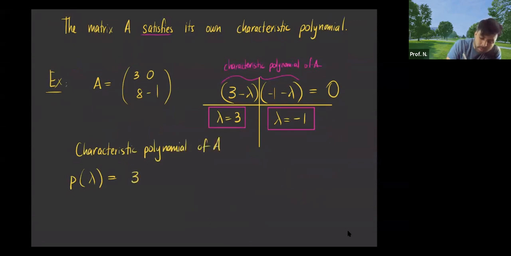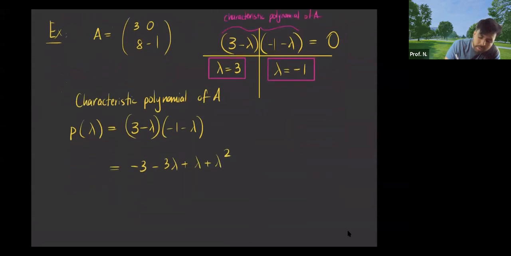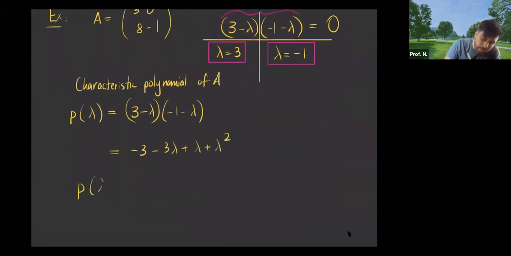So this is 3 minus lambda, right? Multiplied by -1 minus lambda, right? And so then when you multiply this out, you get what? -3 minus 3 lambda plus lambda squared. So the characteristic polynomial is lambda squared minus 2 lambda minus 3.